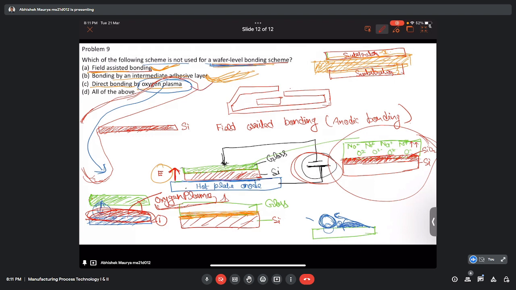So all three are correct for this problem. Therefore the correct answer is D.